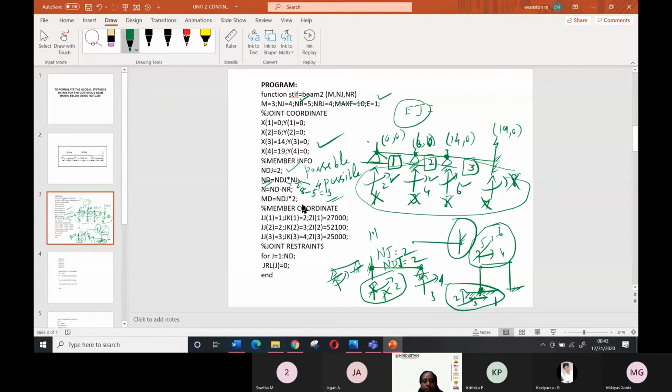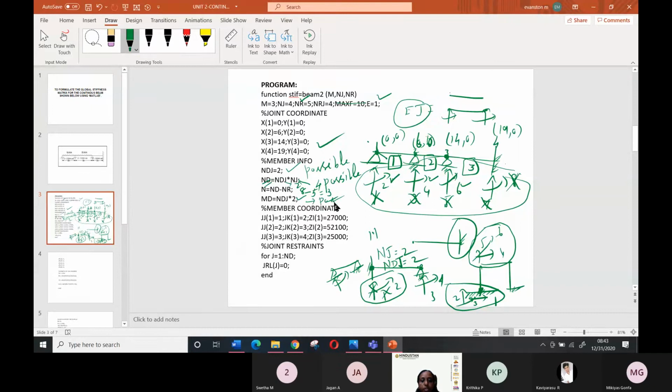And MD, I think I didn't explain it yesterday. MD is equal to member displacement. Member displacement is equal to NDJ into 2. That is, for a member, 2 joints are there. Any member will have only 2 joints. So this represents the number of joints. NDJ represents the number of degrees of freedom for a joint. So 2 into 4. So each member will have 4 possible degrees of freedom. That's what I have given by member displacement, possible member displacement.